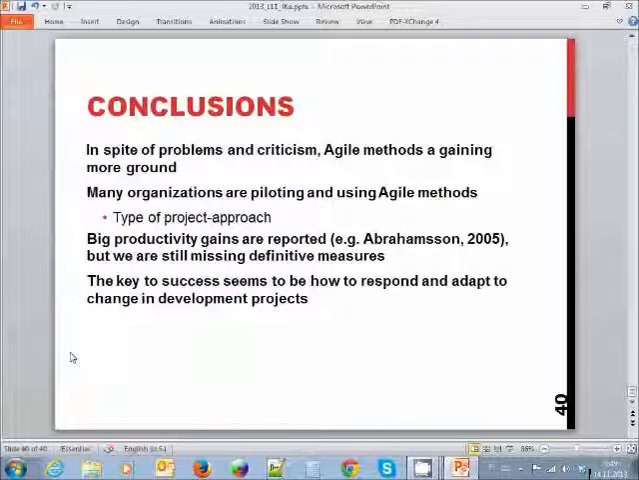Okay, and well, mostly I'd say that many organizations are using this type of project approach. Agile methods are becoming more popular. One third of software projects in Finland are done with an approach which the company itself calls Agile. And in many organizations, the use of Agile approaches is related to the type of project.